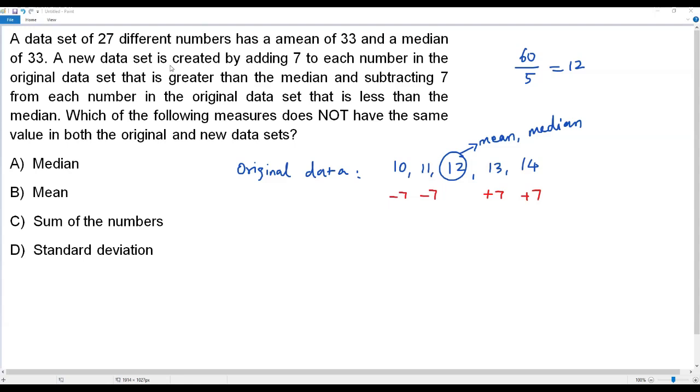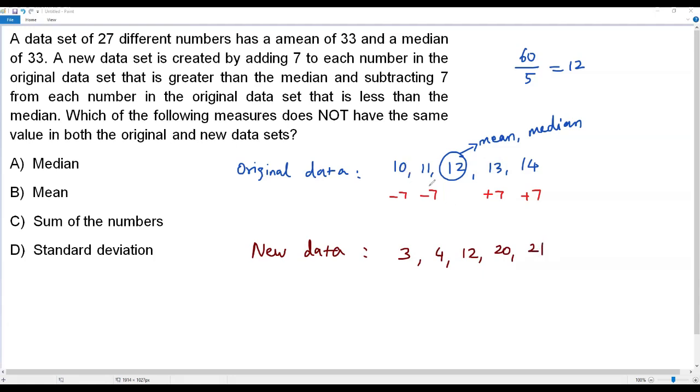Okay, now let me get the new data over here. Let me write it. New data is equal to, okay, 10 minus 7 is 3, 11 minus 7 is 4, and 12 remains the same, and 13 plus 7 is 20, and 14 plus 7 is 21. Okay, now I got the new data set.